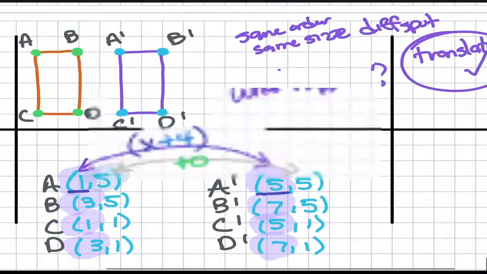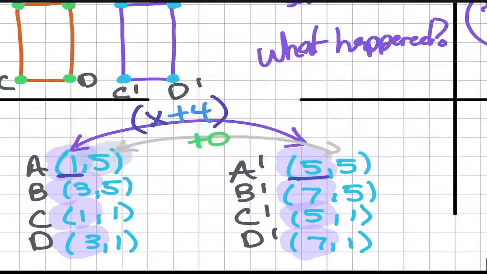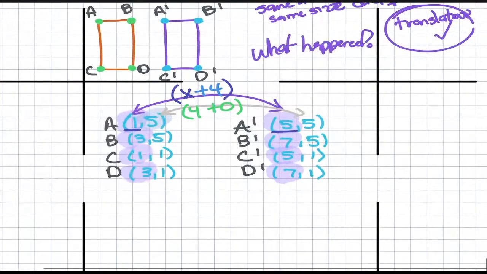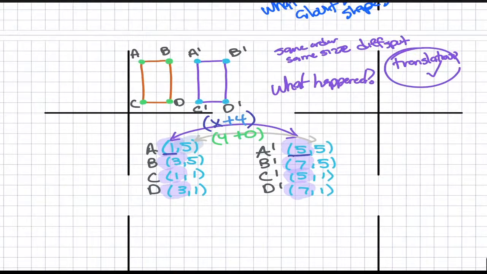All right, so fine. We only do times if we change the size. We're not doing that here. So this should be plus 0. The formula for this is y plus 0. So let's write our final formula. Our algebraic representation for this translation should be x plus 4, comma, y plus 0.